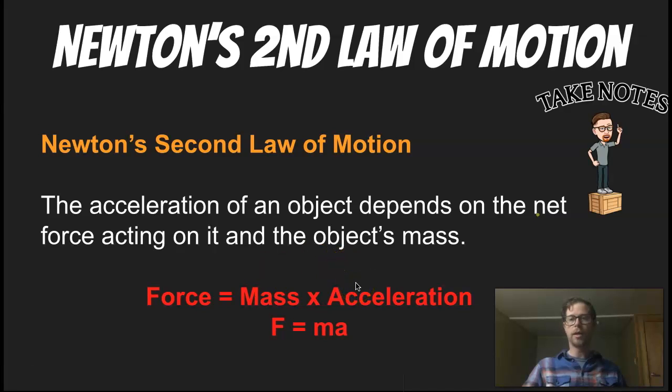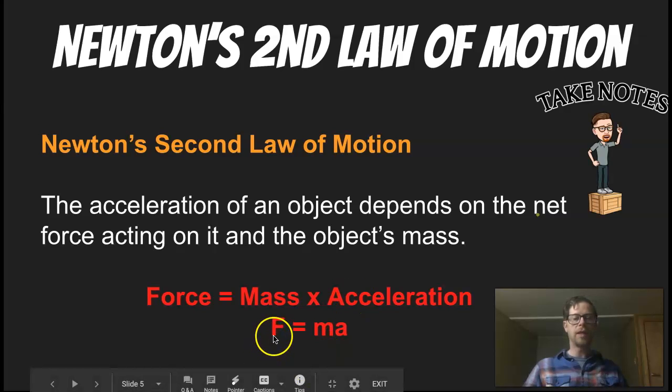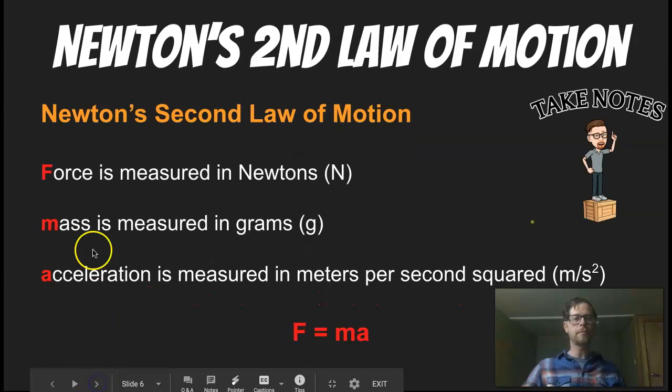This is a very important formula to know, to have available in your notes for when you need it. So we would abbreviate this F equals ma, mass times acceleration. When we put two letters next to each other like that, we mean multiplication.